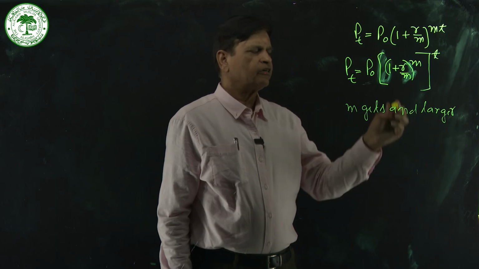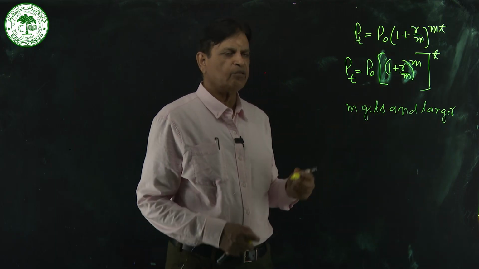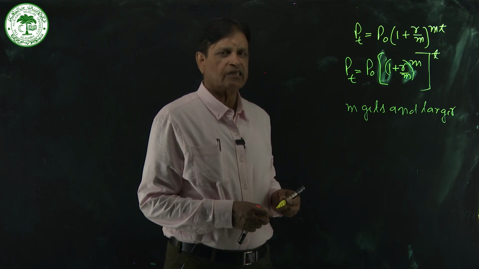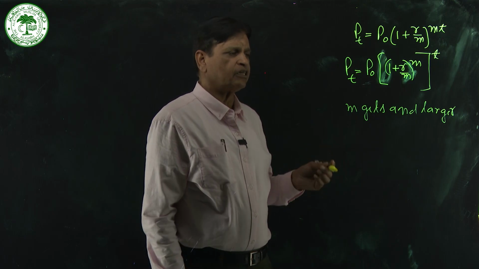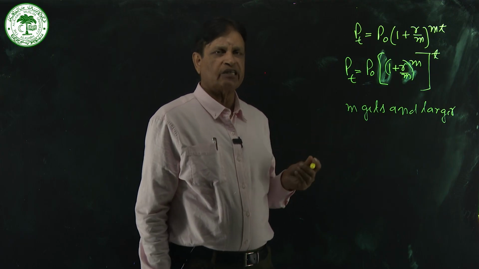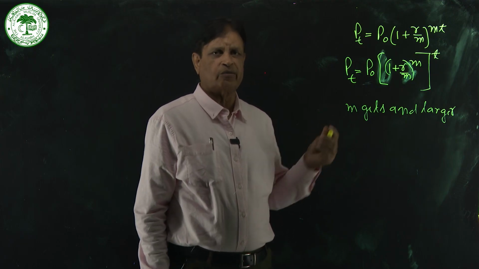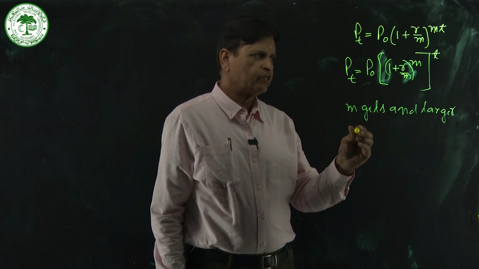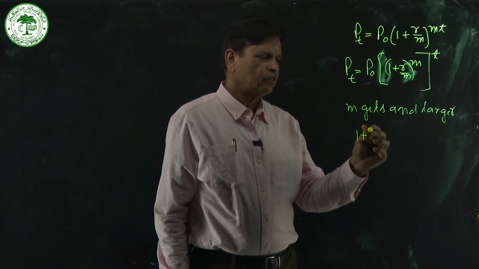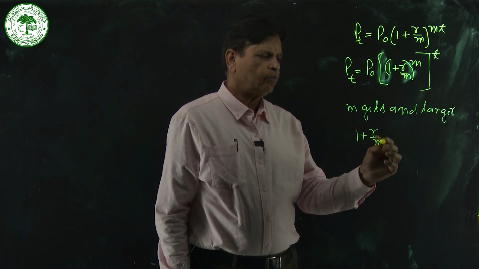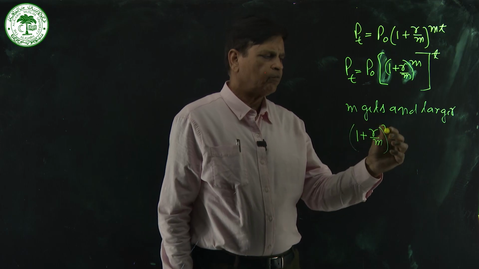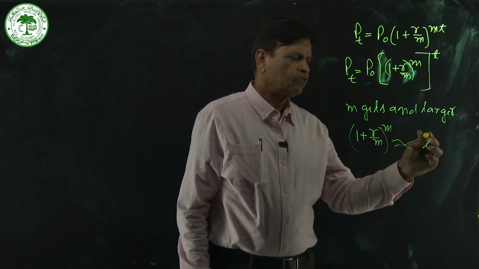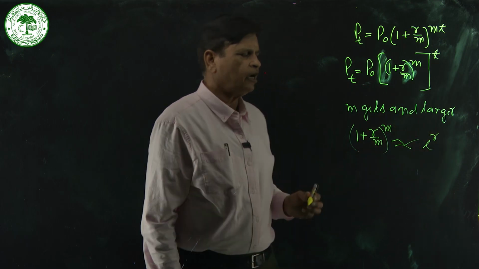and m will get larger because m means the number of times in a year compounding is done. And if compounding is done continuously, every second, every moment, that is what we call continuous compounding. Then m will get larger and larger. And in that situation, 1 plus r divided by m raised to the power m will tend to e raised to the power r.